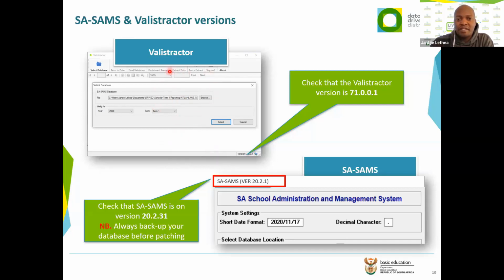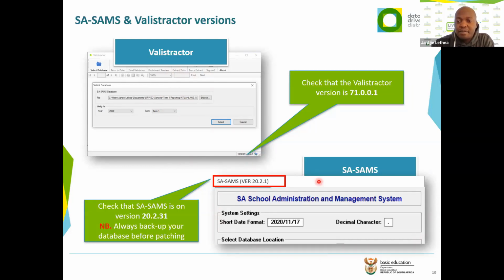So with the Valistractor, if you do not dismiss those user pop-up messages, you will never ever find yourself running on an old Valistractor version, because whenever there is a new one, it will prompt you to upgrade to the newest version. And then we have the SA sums as well.